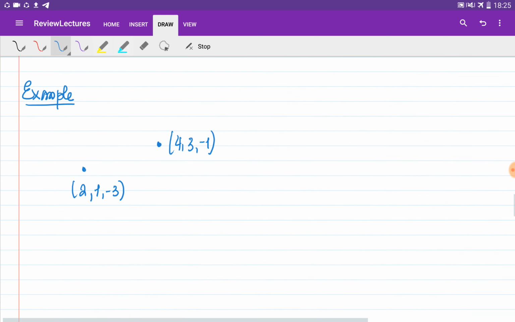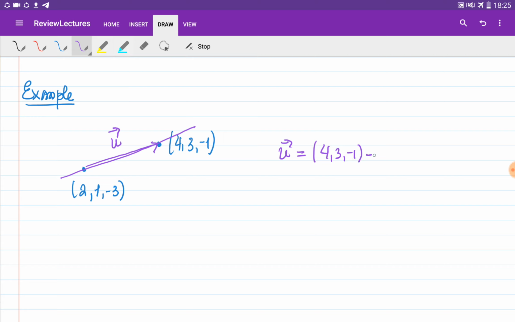So let's consider an example. We're given two points, and I would like to find a line which is passing through these two points. In order to do this, I need to create a vector going from one point to the second, and I just need to scale this vector. Let's say this is u, our vector which is parallel to the line, and this u is obtained by subtracting the starting point from the ending point.